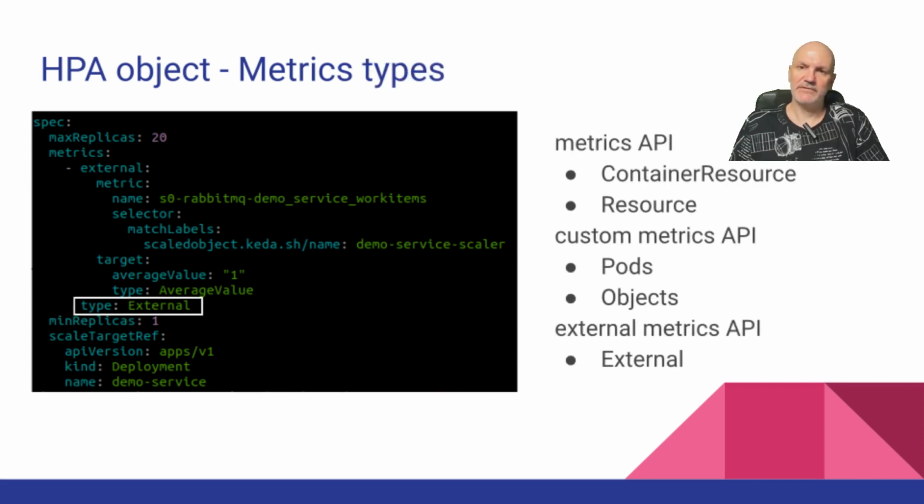Metrics type defines what is the kind of the configured metrics. There are 5 types of metrics: container resource and resource types that are used for the metrics API and relate to a container's or a pod's CPU or memory; pods and objects types that are used for custom metrics API originated metrics; and external type for external metrics API.